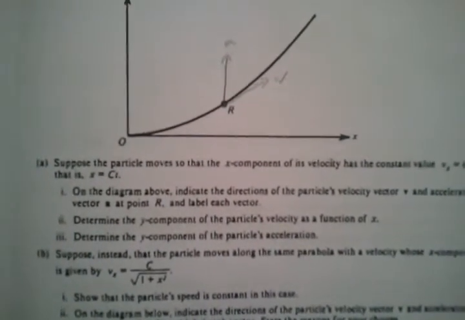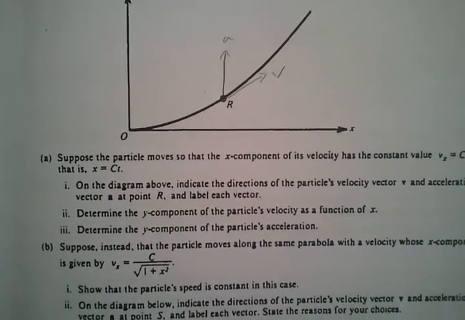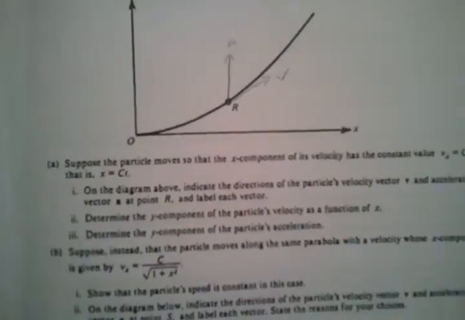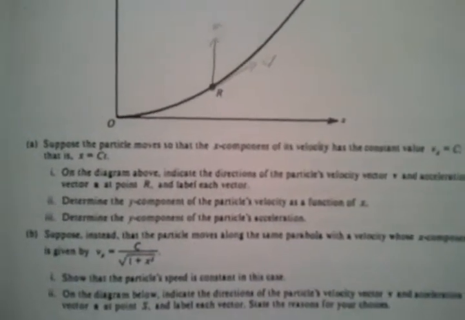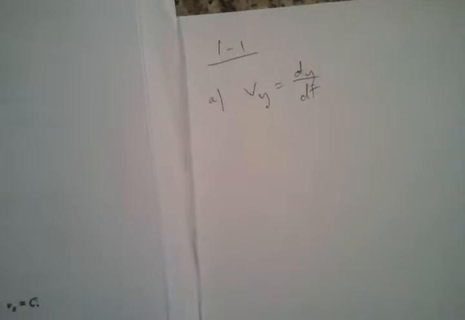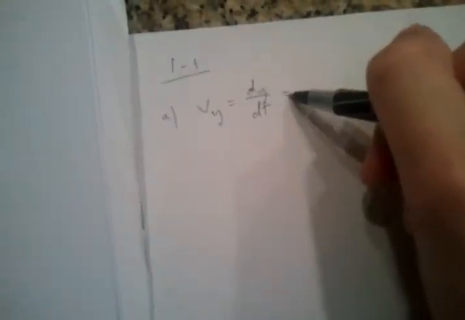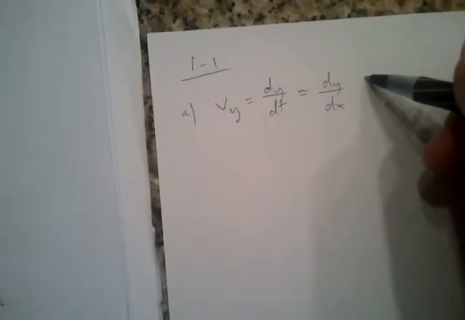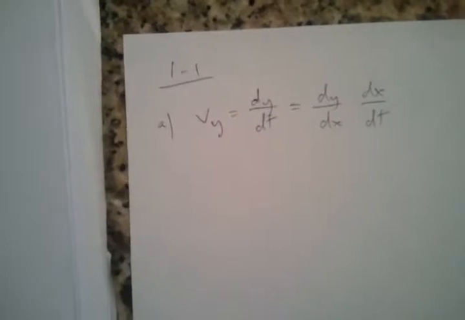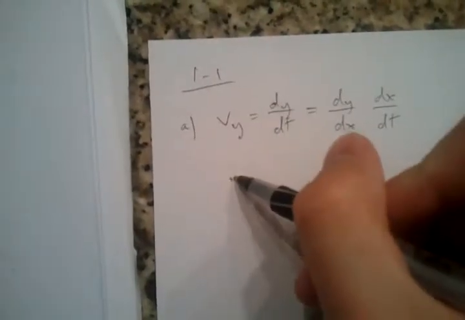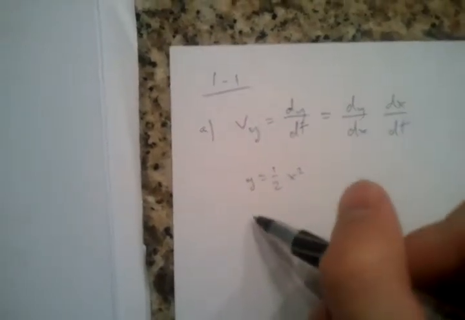For part 2, you're going to determine the y component of the particle's velocity as a function of x. You know the component of velocity would be y. Vy is equal to dy over dt. You have dy over dx. You could calculate that from the initial equation here. But that's not in the formula here, so you have to use the chain rule to extend this out into dy over dx times dx over dt. As you can see, the dx's cancel each other out. So, from the initial formula, y equals 1/2 x squared, dy over dx would just be equal to x.